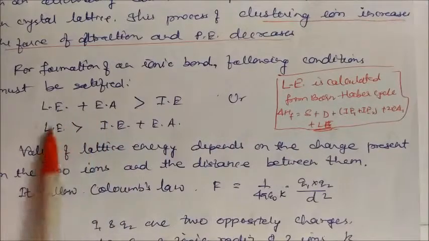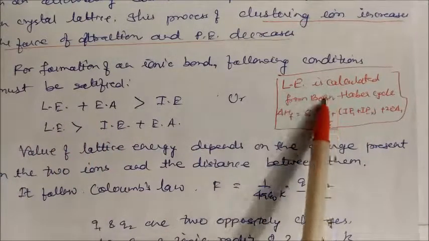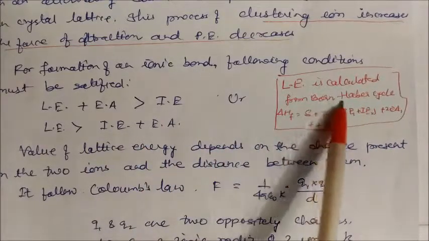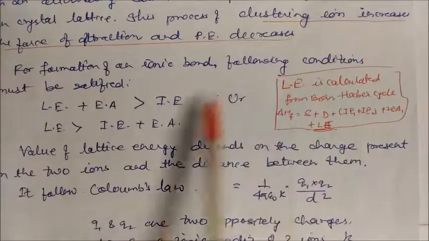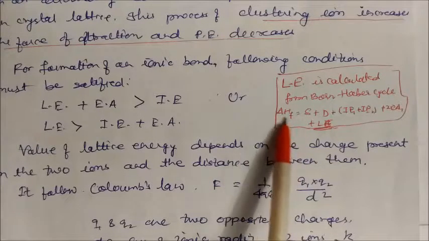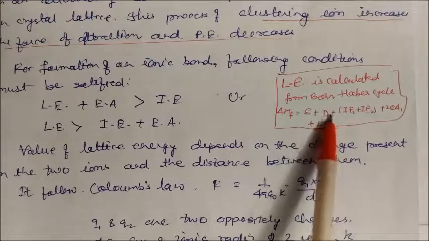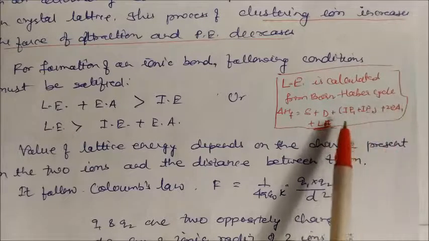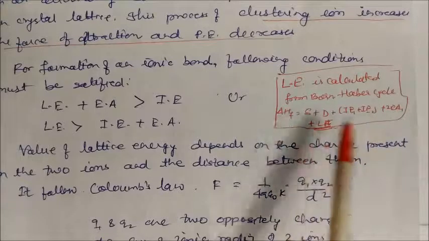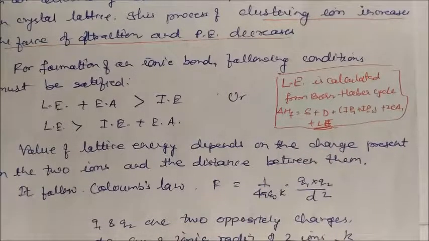And how we can calculate this lattice energy is from the Born-Haber cycle. I think you have studied this in thermodynamics. From this cycle we can calculate the lattice energy, in which the heat of formation of the ionic compound is nothing but the heat of sublimation, dissociation, ionization energy, electron affinity, and lattice energy. All these are experimental values. So while calculating this value, we find out the lattice energy also.